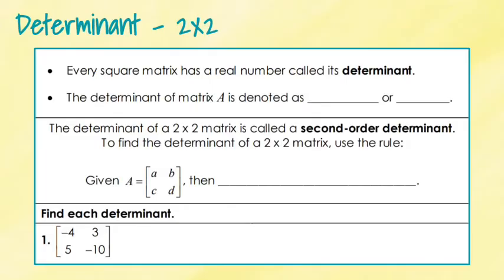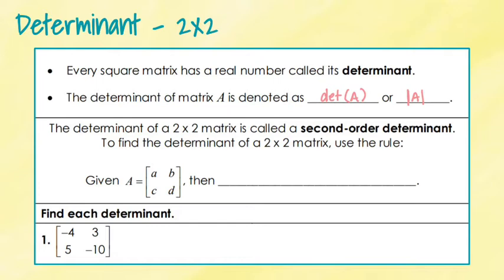Hello, in today's video we are going to talk about the determinant of a matrix. So every square matrix has a real number called its determinant. The determinant of a matrix A is denoted as det A, or these are like absolute value bars.